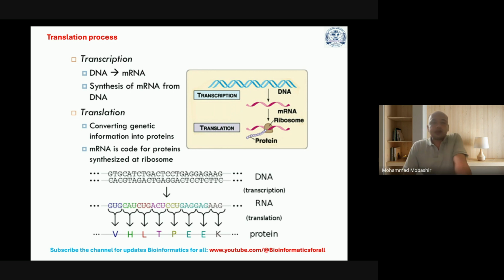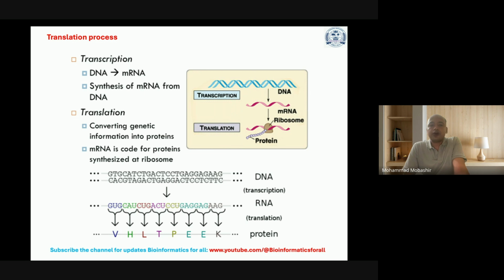So, in replication, you have seen the copying of DNA from DNA, and then transcription, synthesis of mRNA or formation of mRNA from DNA. And in translation, you will be converting the mRNAs to the amino acids or polypeptides and then the proteins. So converting genetic information into proteins is called translation.